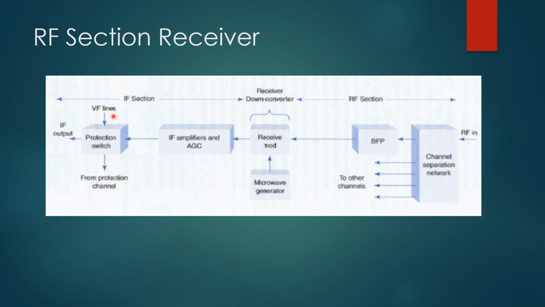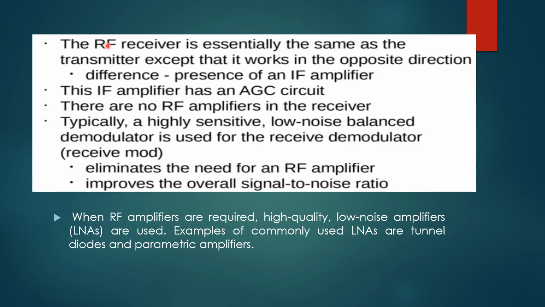So if we are getting a voice frequency, this VF line indicates a voice frequency. If we are getting such a tone encoded signal, it means that there is some problem, so we have to switch it to our other channel. So we have seen the block diagram of this RF receiver. It is the same as that of the transmitter components, but here instead of RF amplifiers, remember we are using IF amplifiers with automatic gain control circuitries.